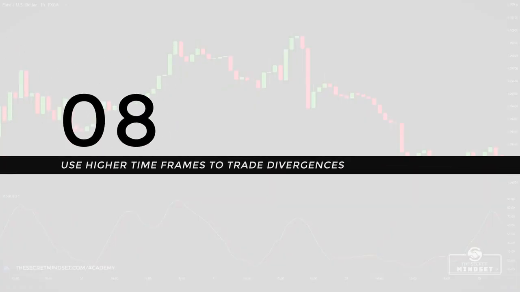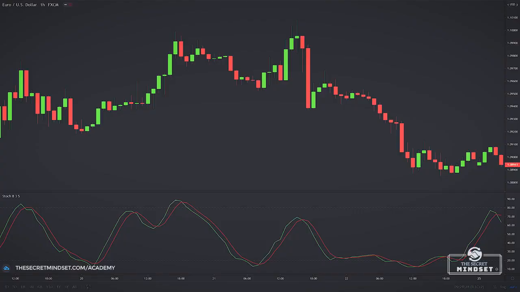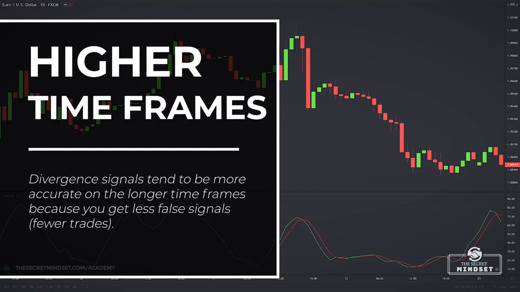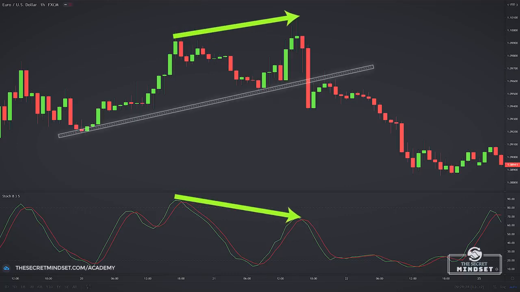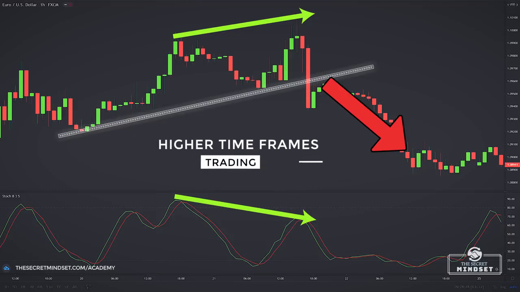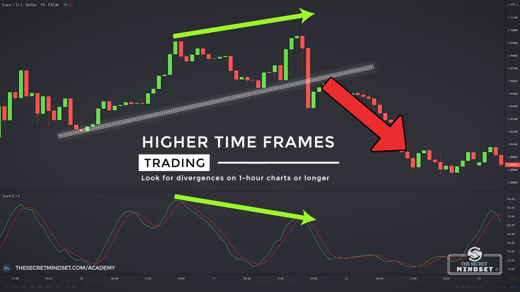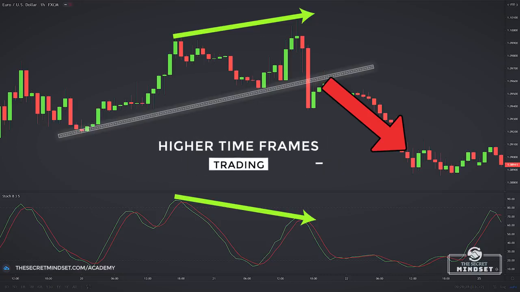Number 8. Use higher time frames to trade divergences. Divergence signals tend to be more accurate on longer time frames because you get less false signals. This means fewer trades, but if you structure a trade well, then your profit potential can be huge. Divergences on shorter time frames will occur more frequently, but are less reliable. This is why I advise you to look for divergences on the 1-hour charts or longer. Of course, there are many divergences on lower time frames, but on those time frames, there's just too much noise, and the probability of a divergence to fail is higher.